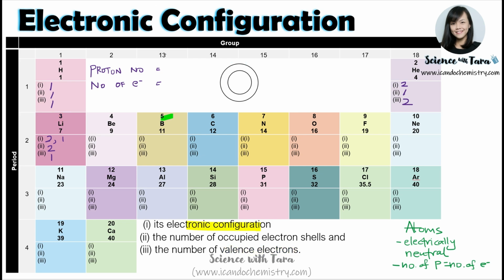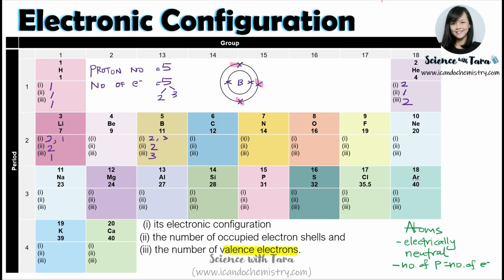Let's move on to boron. You should know by now we just need to check the proton number to determine the number of electrons in the atom because atoms are electrically neutral. Boron has 5 electrons. First shell takes in 2 electrons. The remaining 3 electrons go into the second shell. Hence, the electronic configuration is 2, 3. The number of occupied shells is 2. The valence electrons in the outermost shell is 3.